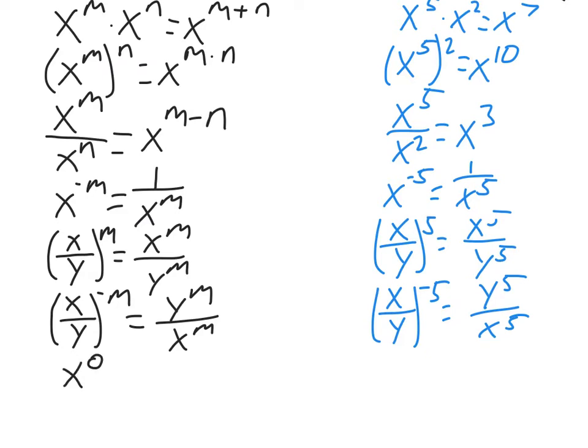And the final property is x to the 0. So anything raised to the 0, except 0, is always going to be 1. So no matter what the number is, or variable, except 0, if it's raised to the 0 power, it is 1. So an example of this, 52 to the 0 power is 1. If you had x to the 0 power, that would be 1. Anything to the 0 power, always 1.